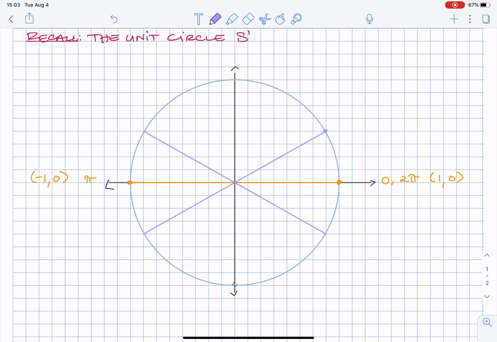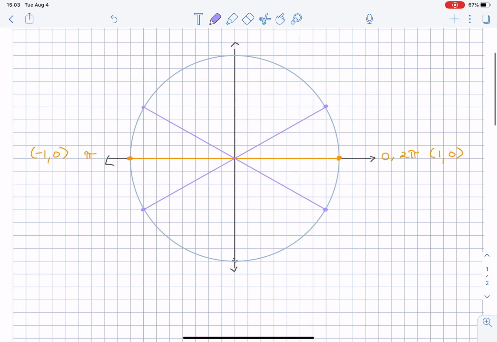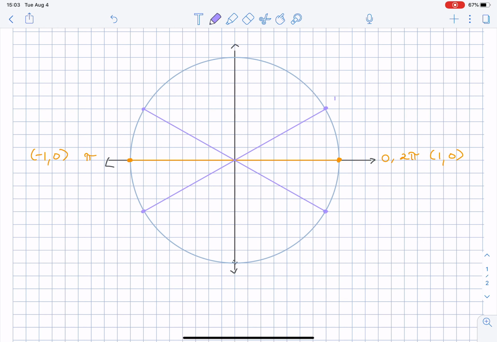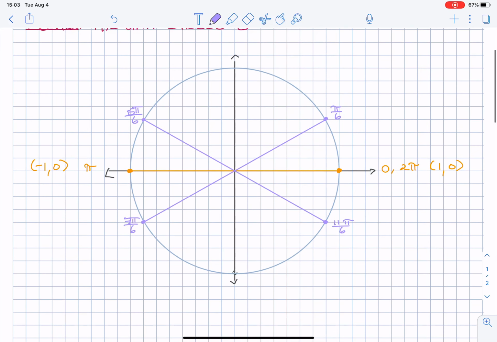So the points that are 30 degrees from the x-axis, their coordinates have longer, so remember this is 1 pi over 6, 2, 3, 4, 5 pi over 6, 7 pi over 6, 8, 9, 10, 11 pi over 6, and then of course 12 pi over 6 would be 2 pi.